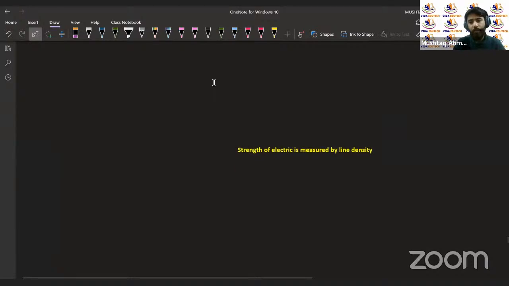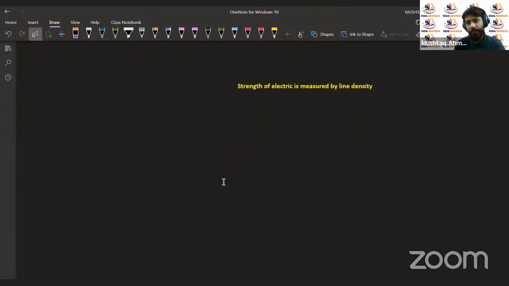Let's move on to the next property. The strength of electric field is measured by the line density. It means that the more the density of the electric field lines at some point, the more will be the strength of electric field at that point.